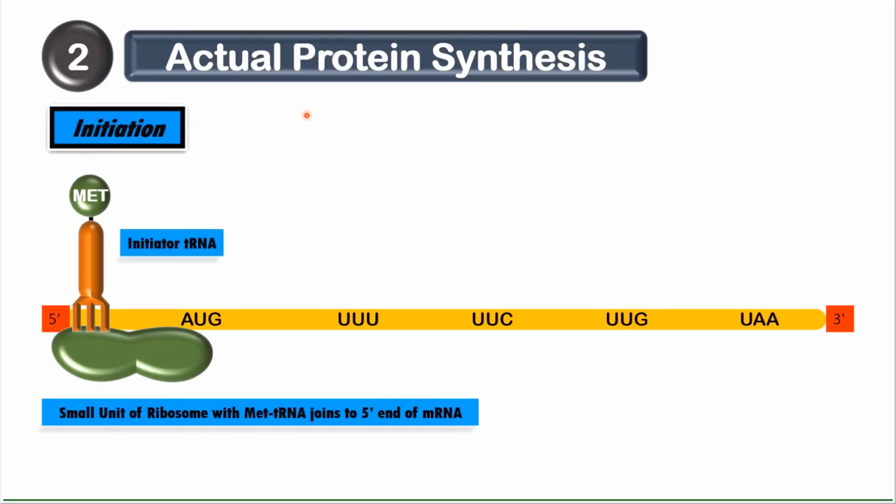Now this is actual protein synthesis, where there are 3 steps: initiation, elongation and termination. In initiation, the small unit of ribosome attached to methionine tRNA gets attached to the 5' end of the mRNA. On the screen, this is the sequence of mRNA and the small unit of ribosome with methionine tRNA, also called initiator tRNA, attached to the 5' end, and it starts moving towards the 3' end.